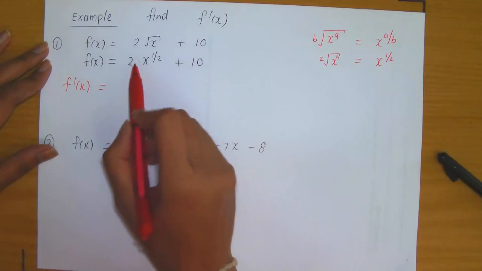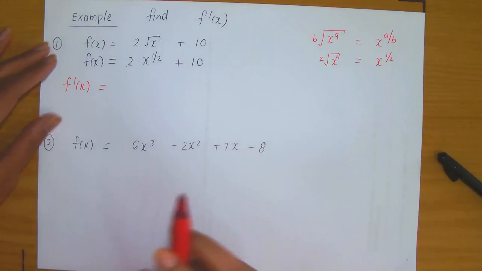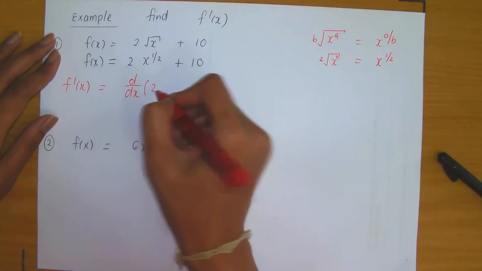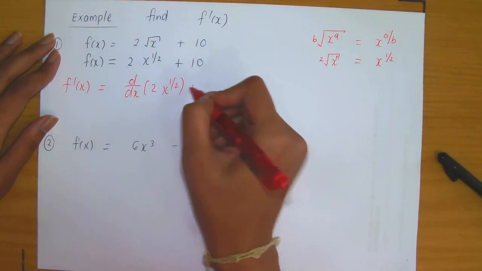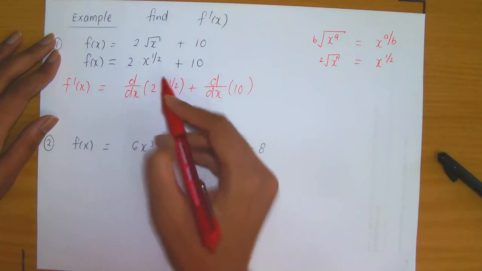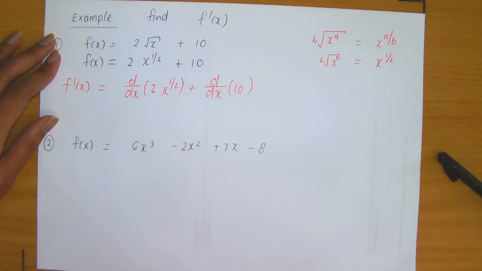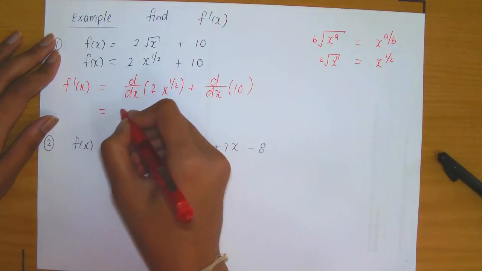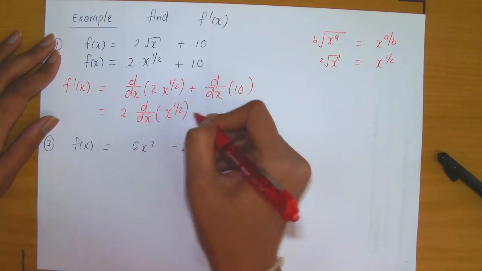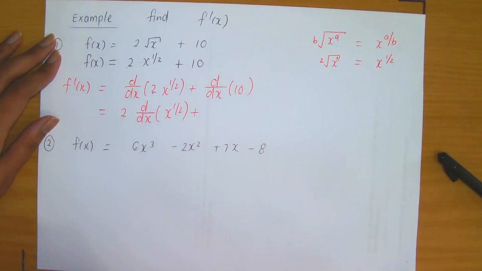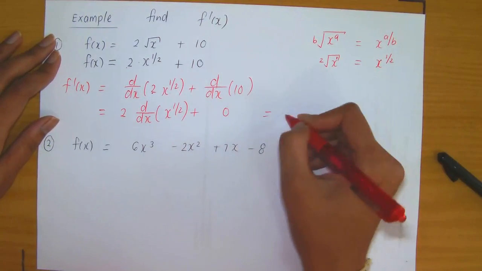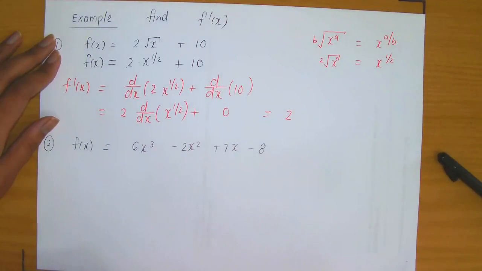So looking at what we have, this is the sum of two functions, so immediately I'm using the sum and difference rule. So this is then the derivative with respect to x of 2 times x raised to the power half plus the derivative with respect to x of 10. Looking at the first portion, this is a constant times a function, so I'm now using that rule, which means this is going to equal 2 times the derivative with respect to x of x raised to the power half. And here, this is the derivative of a constant, so using that rule, I know that this is equal to 0. So now simplifying, I've got 2 times the derivative of x raised to the power half.